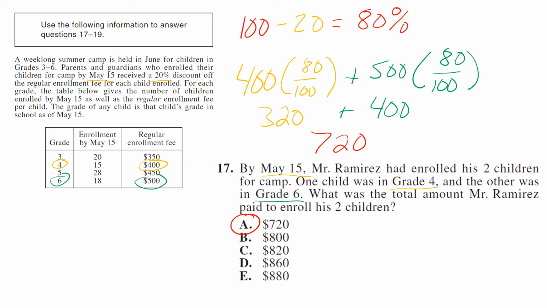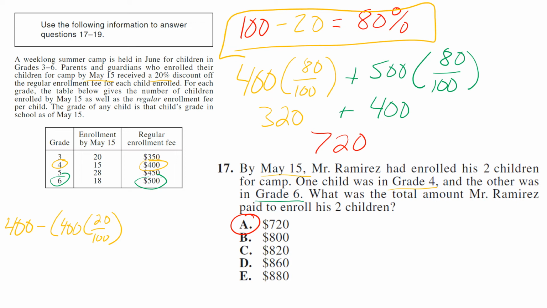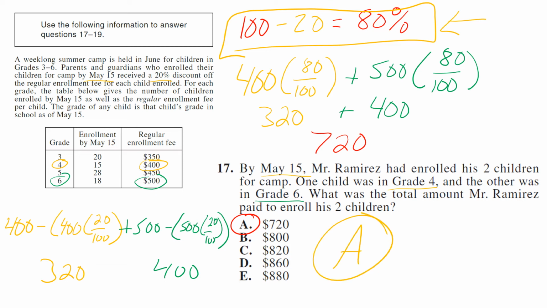The other way you could have done this would be to say 400, the 4th grade child, minus total cost times 20%. Right? So I just did my subtraction on the front end as opposed to the back end. And then you would have added that to 500 minus 500 times 20%. And you get the same thing, 400 and 320. Either way works. I think this is a little bit faster for me to see. So your answer is A.